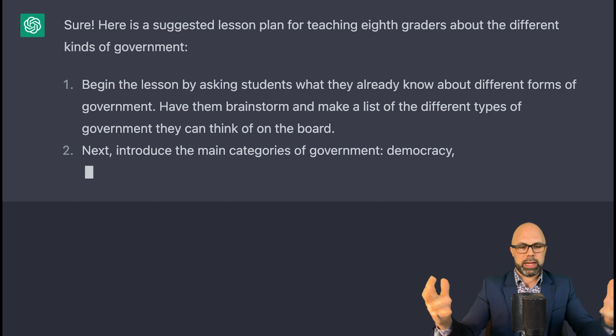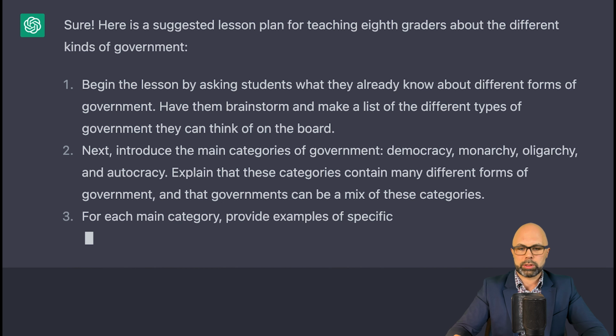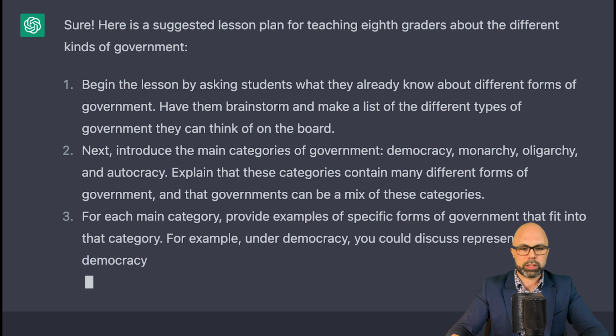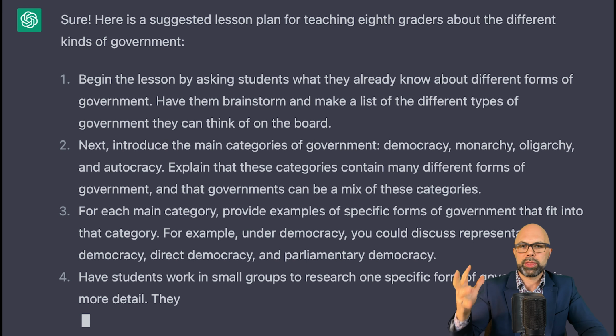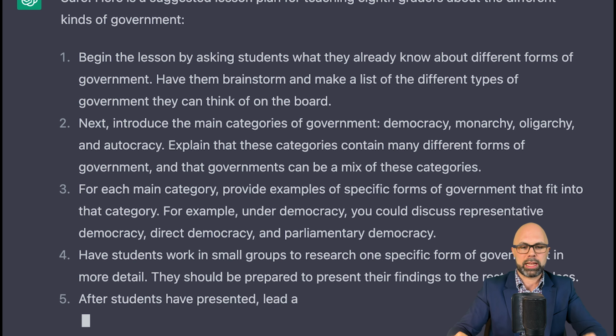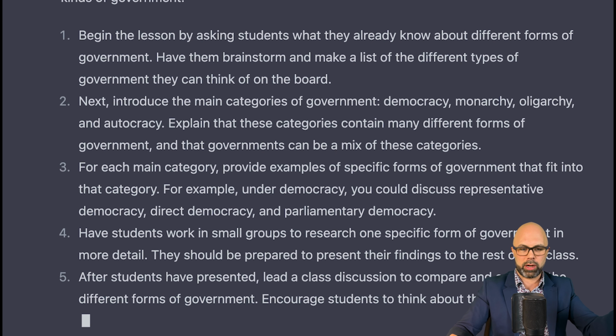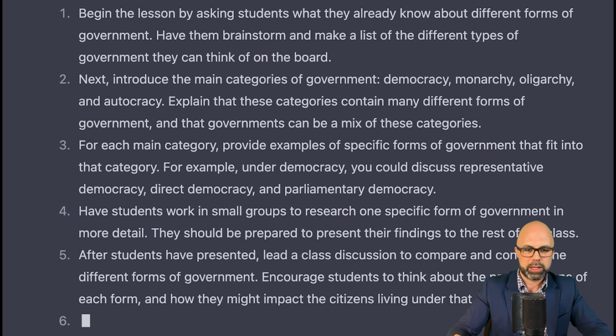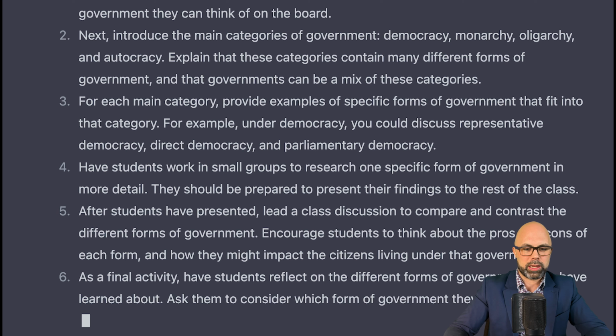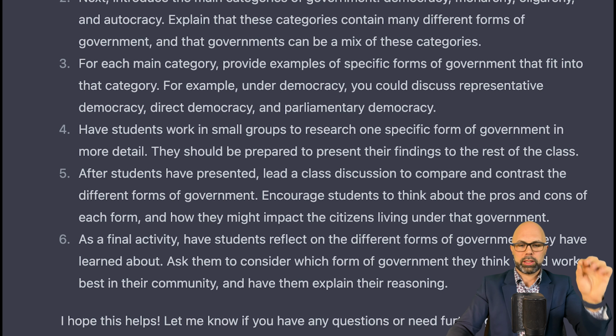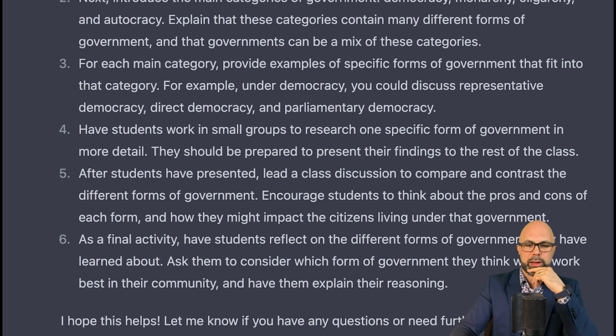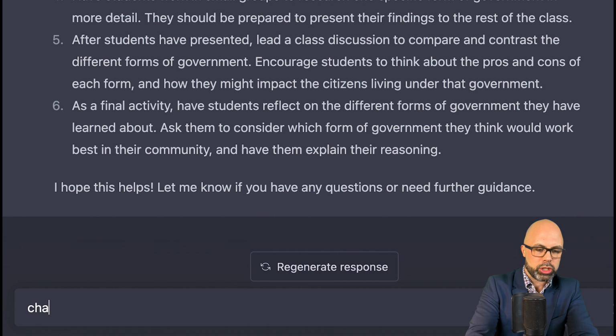Begin the lesson. Yep, a little bit of activating. Democracy, monarchy, oligarchy, autocracy. Okay. I've done this prompt before and it said dictatorship instead of autocracy, which is really interesting. So we've got different, unique products. Okay, they lead a class discussion in number 5. So let's say, change this to include a presentation at the end.